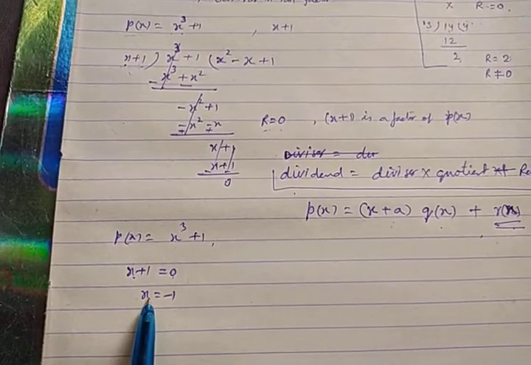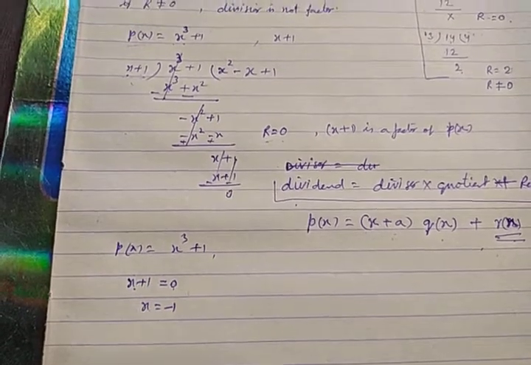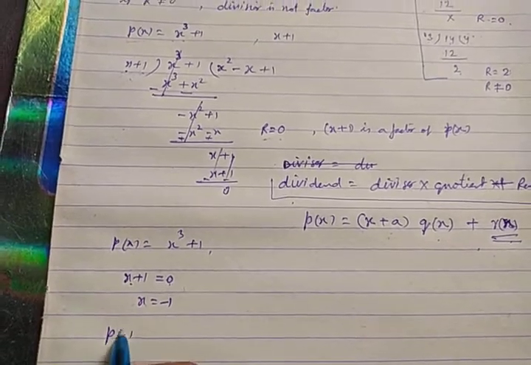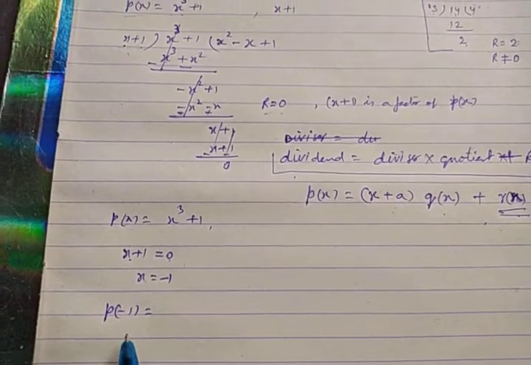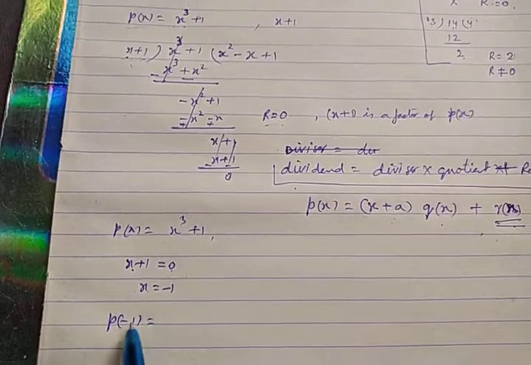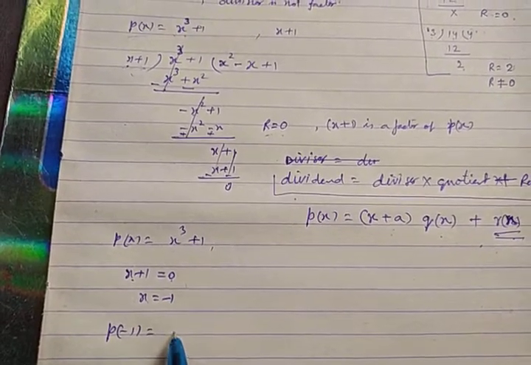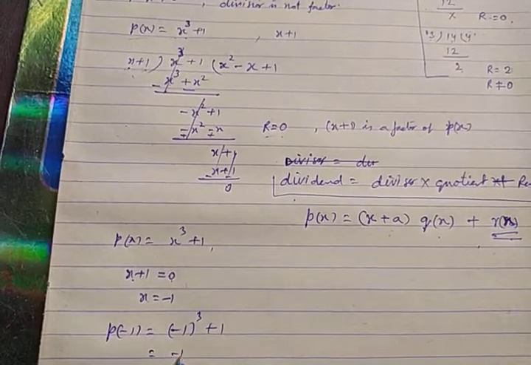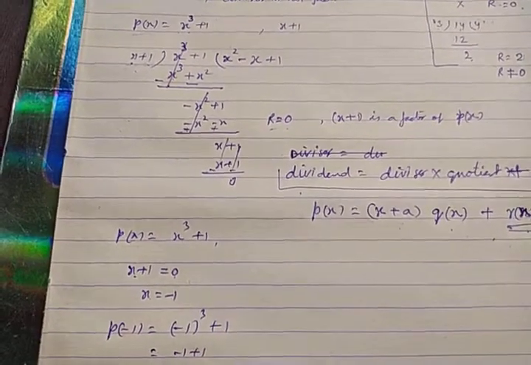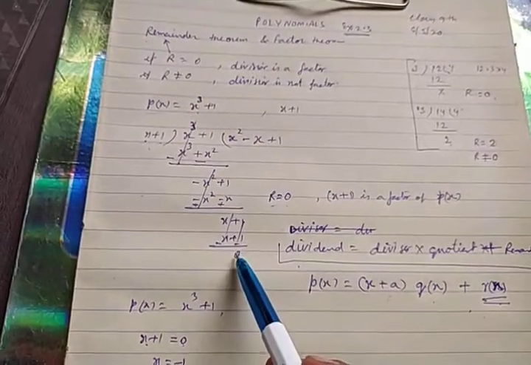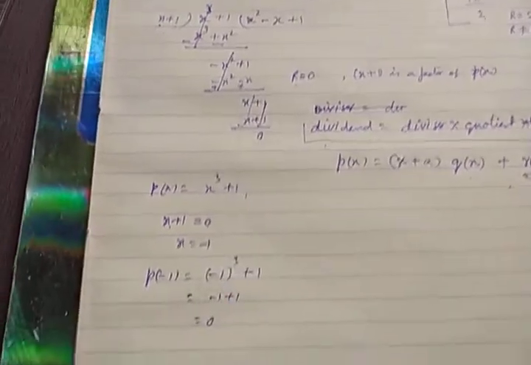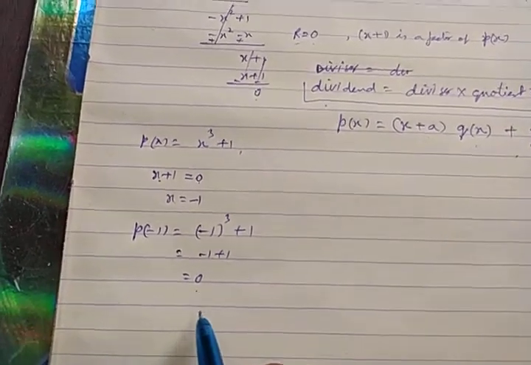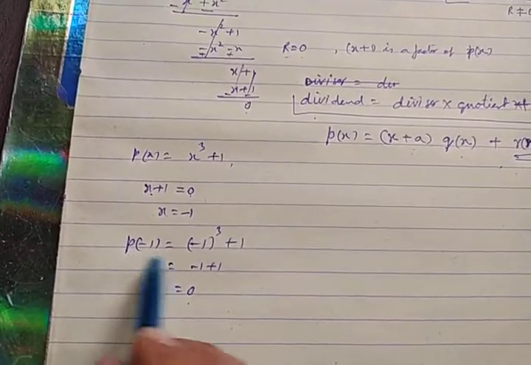Now you simply calculate p(minus 1) as in the previous exercise. When you substitute the value x is equal to minus 1 into x to the power 3 plus 1, you will get minus 1 plus 1, which is 0. Which 0 you are getting in the proper division method, the same 0 you are getting here. It means the work you have been doing in the previous exercise, simply you are doing here.